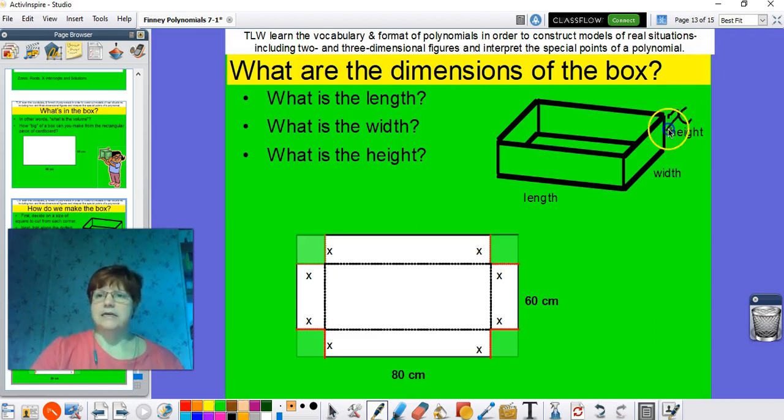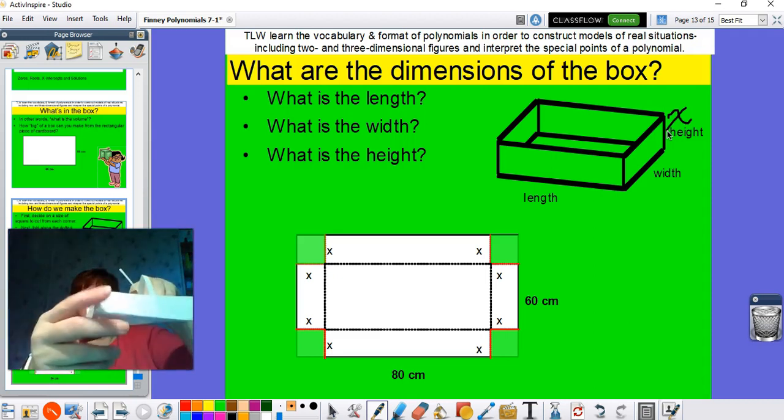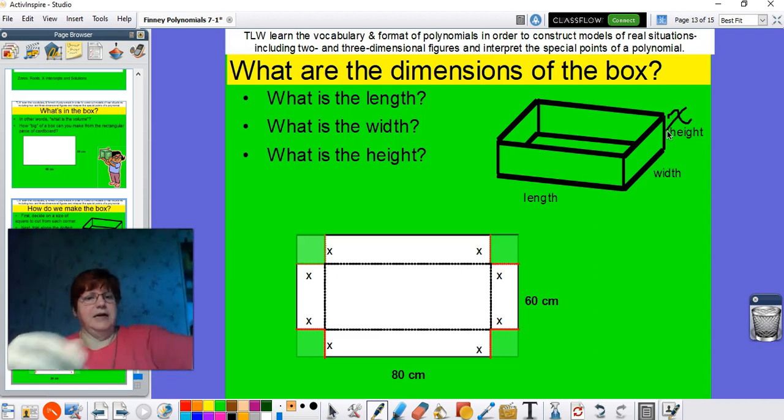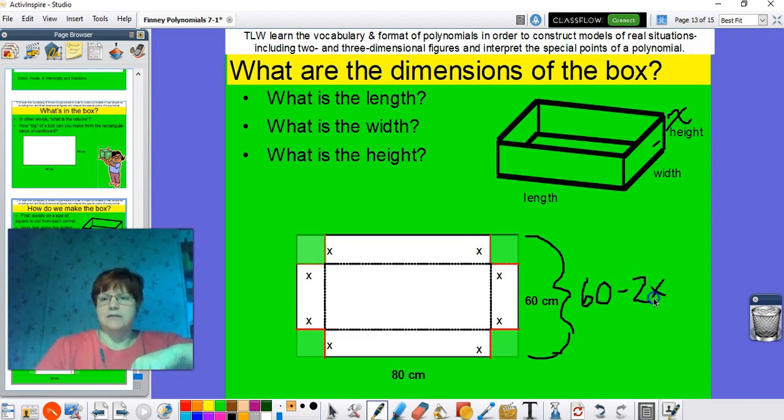Our height is x because that's how tall our box is going to be. So when you look at our box, the part that we cut is the part that was folded up. So this part right here is the part where I cut, so that's my x. My width is this part right here. That was 60 from here to here, right? So I took an x and an x, so this is going to be 60 minus 2x. So that tells me that my width is 60 minus 2x.